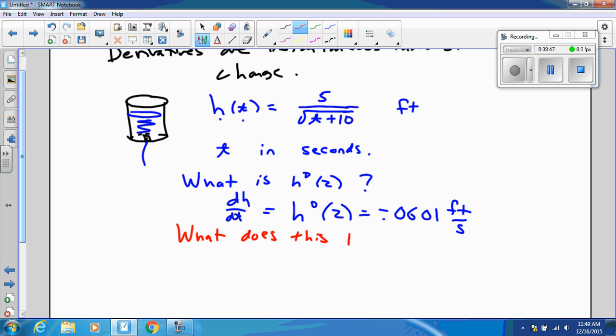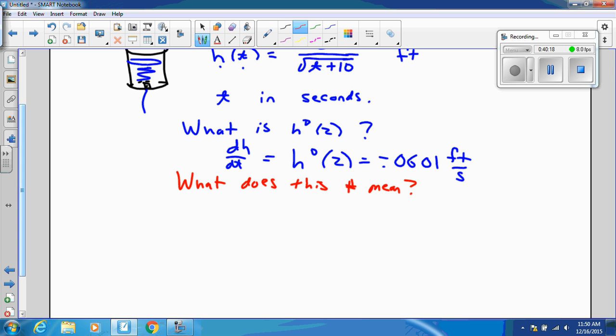Now the second question is, what does this number mean? What is the meaning of h prime of 2 equals negative 0.0601 feet per second? To answer that question, our answer should really have three components. First of all, it should explain the meaning in terms of the words increasing or decreasing. Is my water height increasing or decreasing? Does that make physical sense given that I've opened up a spigot? Yes.